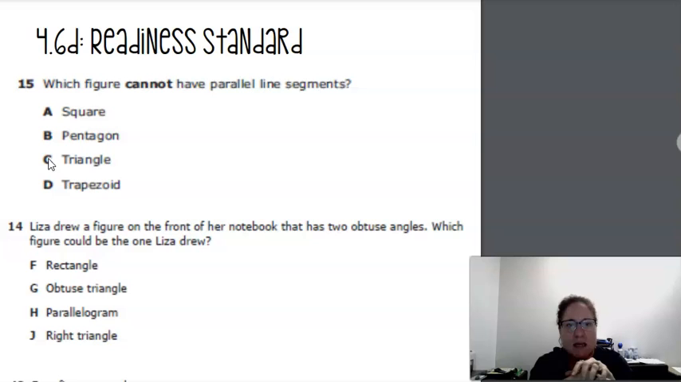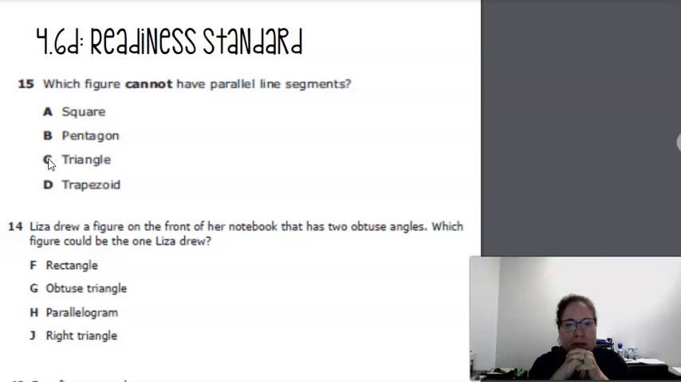Let's look at number 14. Lisa drew a picture on the front of her notebook that has 2 obtuse angles. Which figure could be the one Lisa drew? Oh, okay. So she drew a figure with 2 obtuse angles. Well, we know that rectangles have 4 right angles, so it's not F. G, obtuse triangle. An obtuse triangle is going to have 1 obtuse angle and 2 acute angles. No, this one needs 2 obtuse angles, so it's not G.